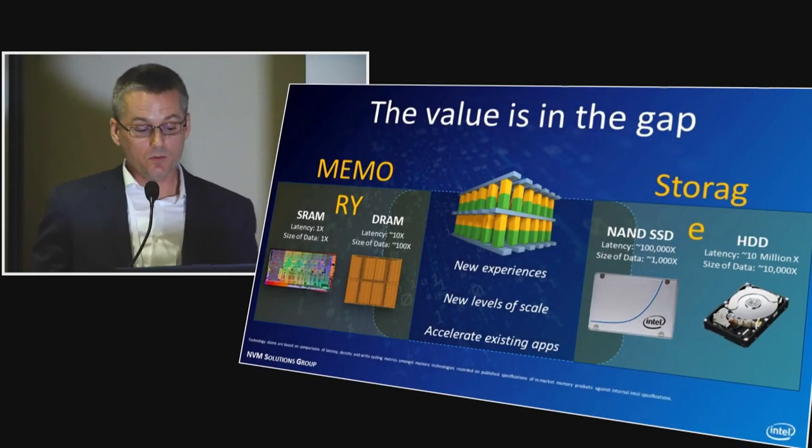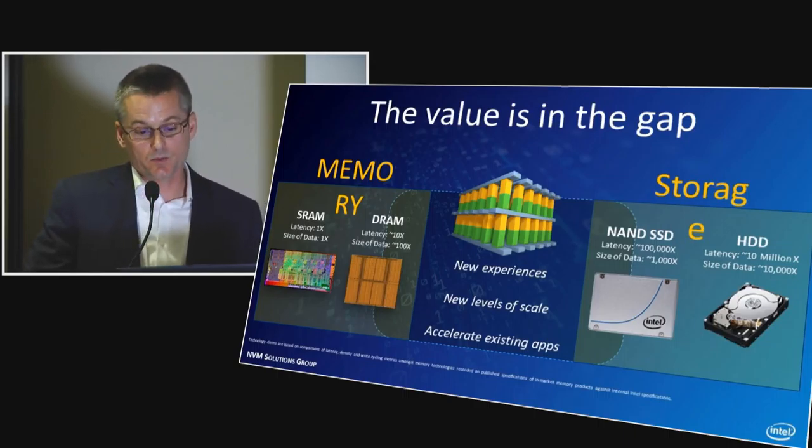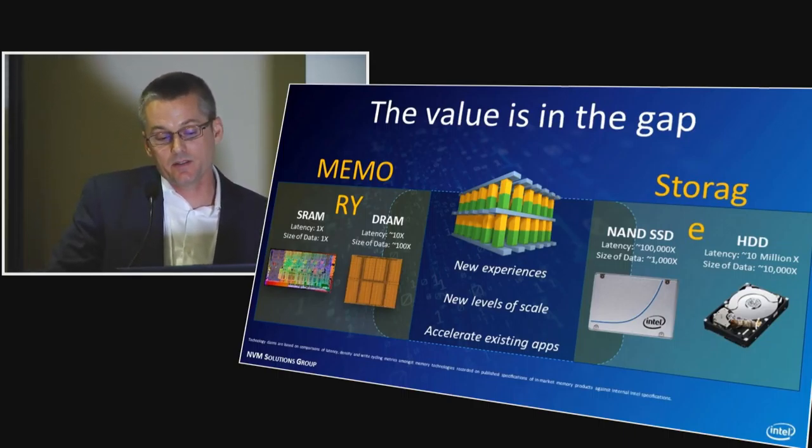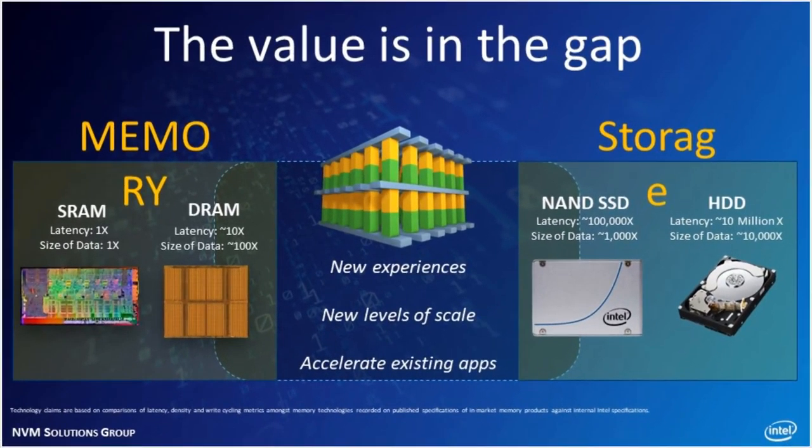So where we see Optane fitting is what we call the gap. If you look at this on the left-hand side, you have SRAM or DRAM, relatively low capacity, very fast, but volatile. On the right-hand side, you have NAND SSDs or hard drives, a lot of capacity, non-volatile, but fairly slow. So we see Optane fitting in this gap and providing solutions that haven't existed before in the past.